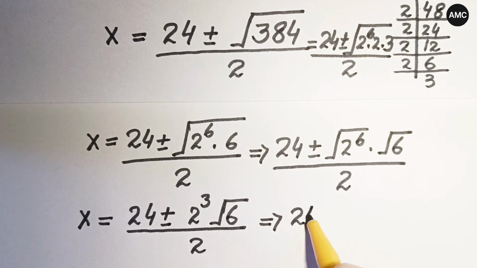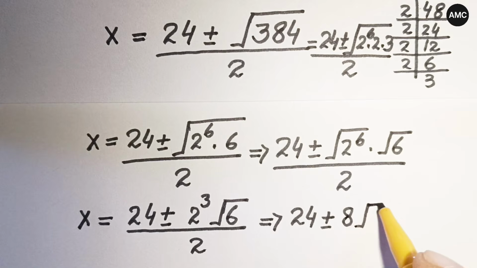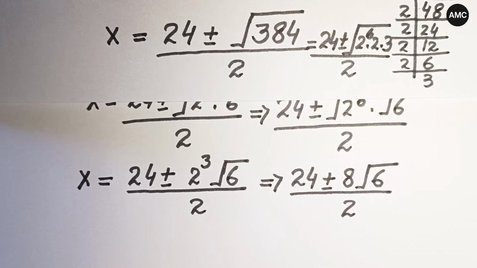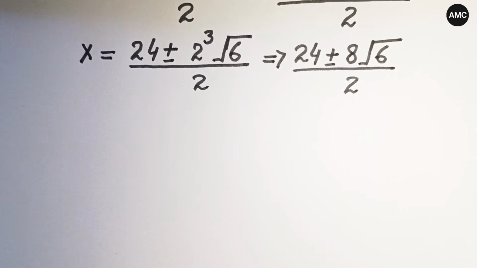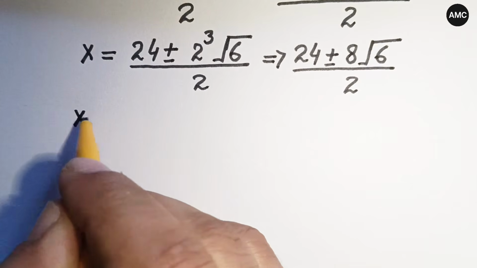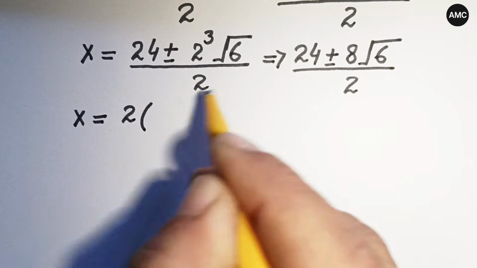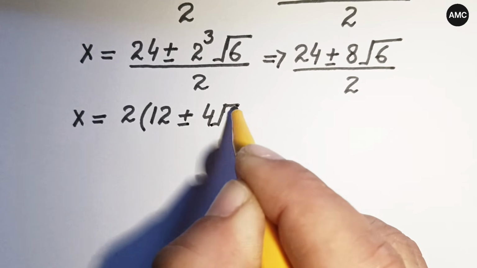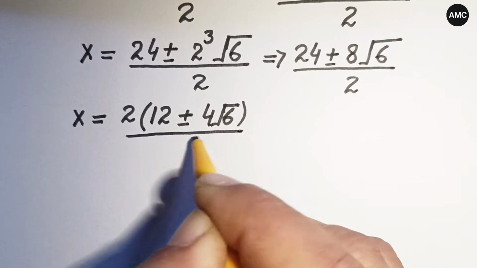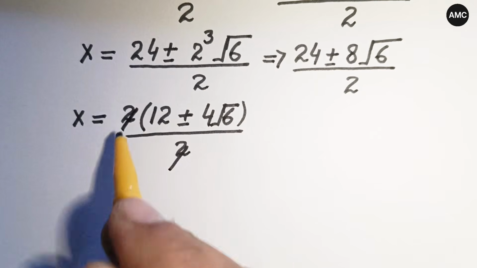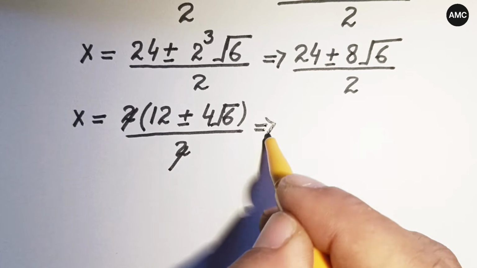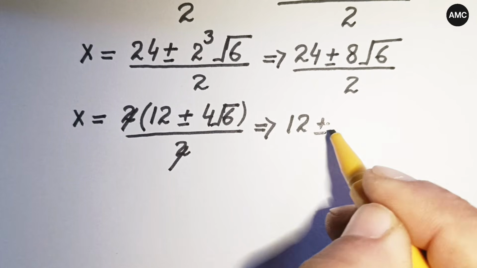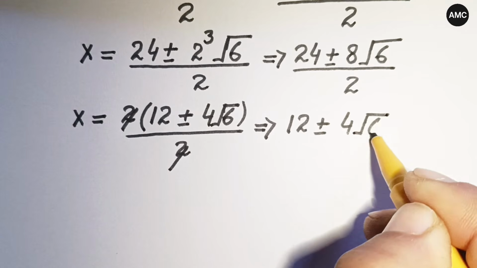So it is equal to 24 plus or minus 2 cubed, which is 8, times the square root of 6, all over 2. Now if we take 2 common, x is equal to 2 times, inside the bracket, 12 plus or minus 4 times the square root of 6, all over 2. So this 2 cancels out with the 2. We get the values of x, which is 12 plus or minus 4 times the square root of 6.